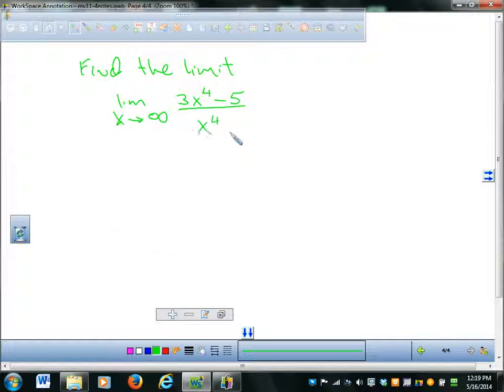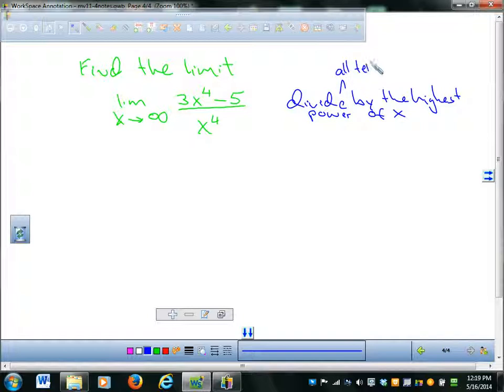So you can use this last rule that I just gave you to solve limit problems like this. And one way you can do it is by dividing everything. So I would just write this down: divide by the highest power of x. And everything, all terms. And so what happens if I do that, which you're allowed to do as long as you divide everything.